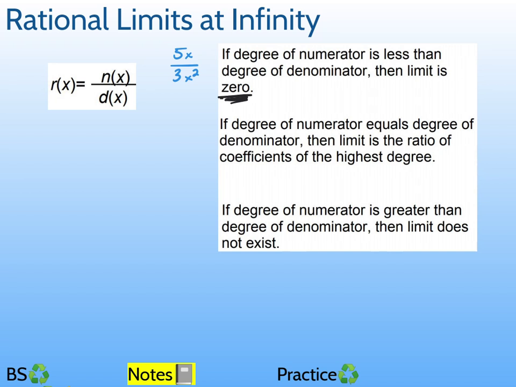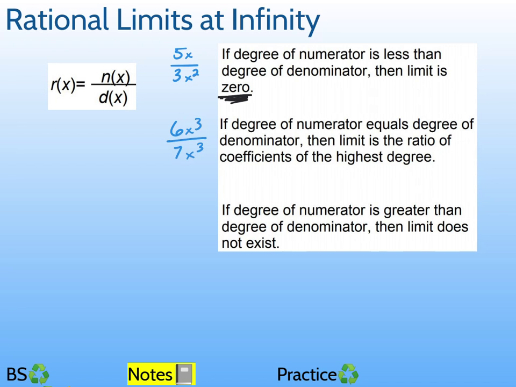So, now we have a different idea. What if the degree of the numerator equals the degree of the denominator? So for example, what if we had 6x cubed over 7x cubed? So in this circumstance, they're both cubic functions on the top and the bottom. So when you think about it, these x cubes are going to grow at the exact same rate for larger and larger values of x.